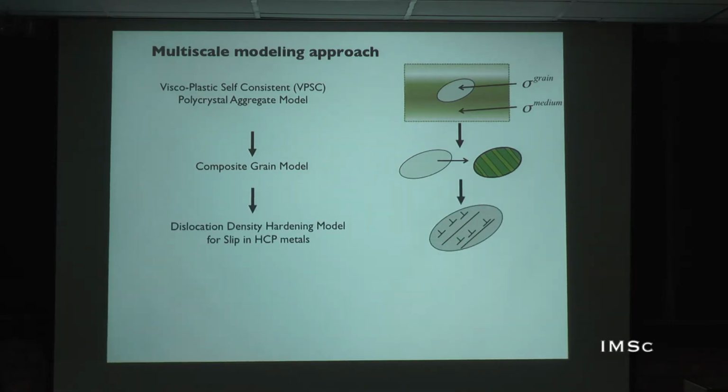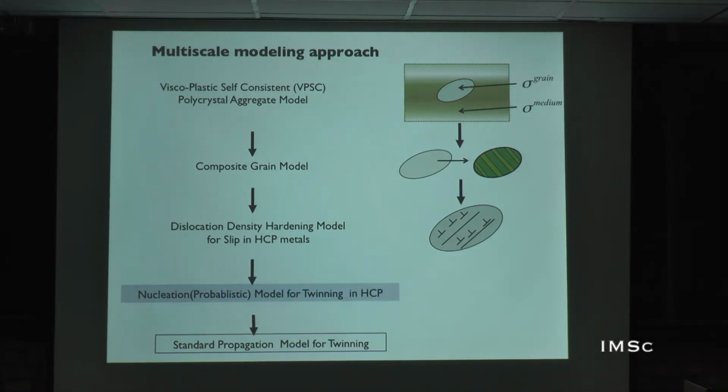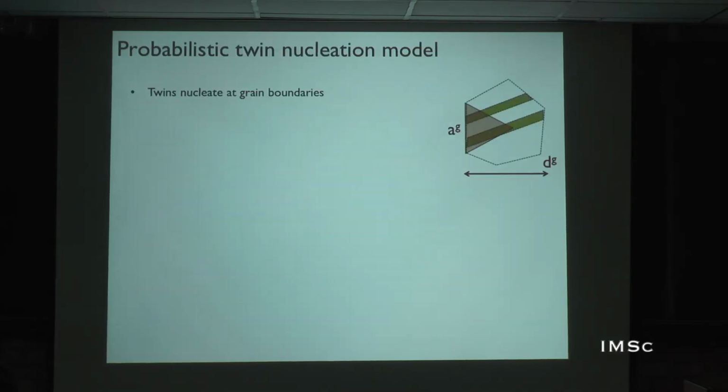You have a way to account for the dislocations moving on the slip systems, and then you have a model to propagate the twins. What we did is remove the deterministic nature of the twin nucleation and make it slightly more probabilistic, because for one we don't know what's happening in the material, so let's account for the underlying distributions of the fields and see if we can incorporate that in a simple way.